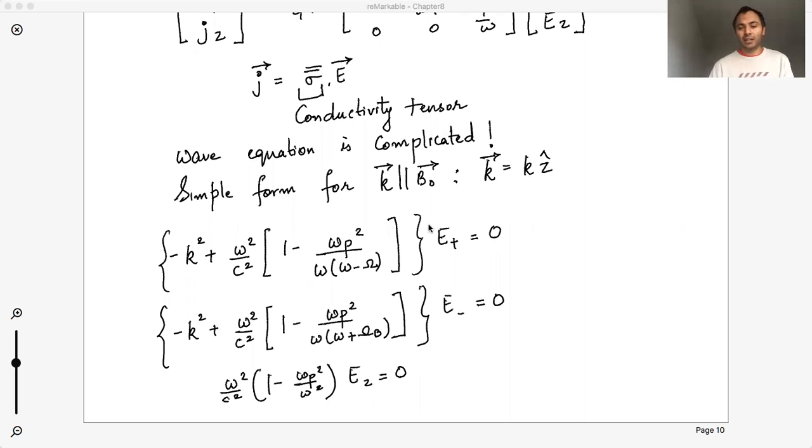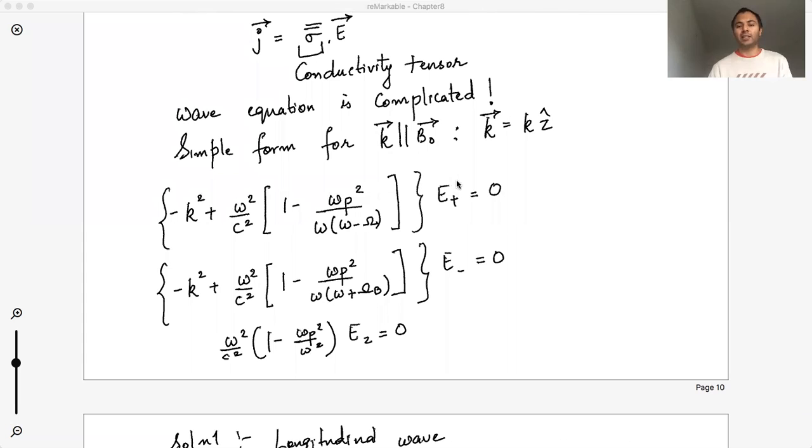So I'm going to take a simple case where the wave is propagating along the z-axis. Okay, so this is not a general case anymore. It is a particular case because I have made the external magnetic field B naught and the wave vector parallel. I've put both of them along the z-axis. Okay, so this is a very particular case.